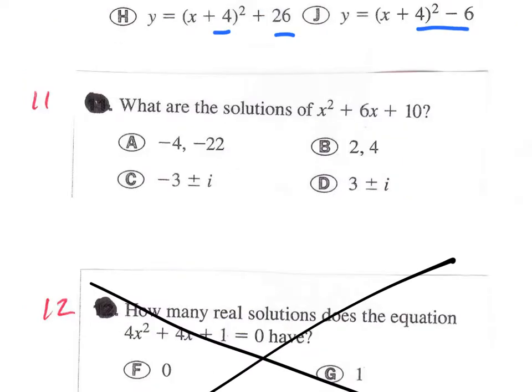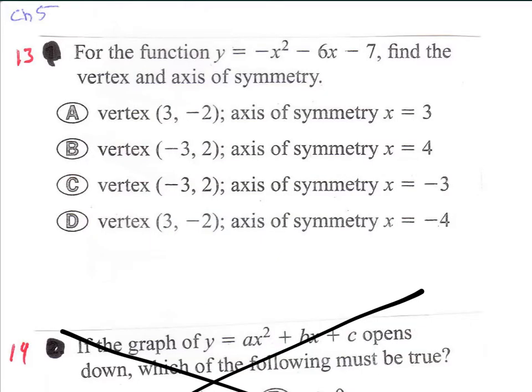On number 11, what are the solutions of x squared plus 6x plus 10? Again, you could factor this out into two sets, x something, blank, blank, and then set each one equal to 0, and that could help you figure out your solutions. That's number 11. Number 13 says for the function y equals negative x squared minus 6x minus 7, you need to find the vertex and the axis of symmetry.